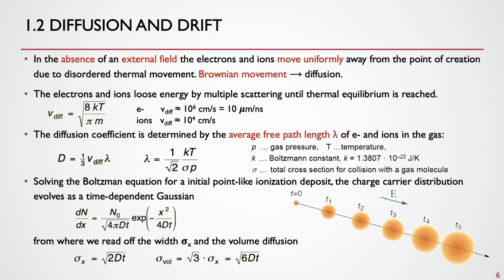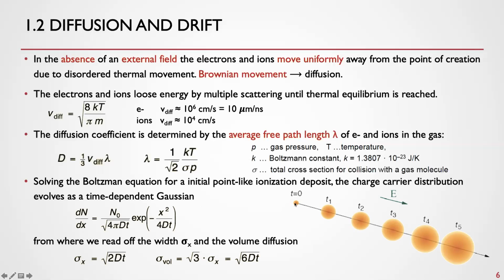Because I want to give you a feeling about what happens to a small ionization deposit somewhere in the detector. So imagine you get a particle that hits a small gaseous volume and induces a point-like ionization deposit. The solution to the Boltzmann equation is a time-dependent Gaussian, and from the exponential here, we can read off the spatial extent: the spatial width of this Gaussian is proportional to the square root of t.